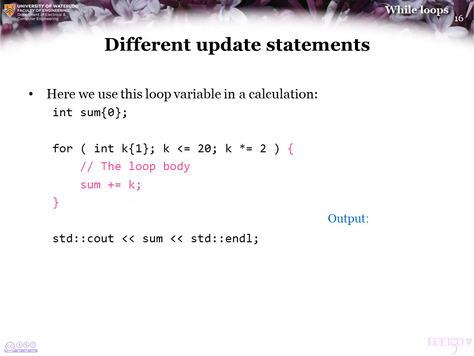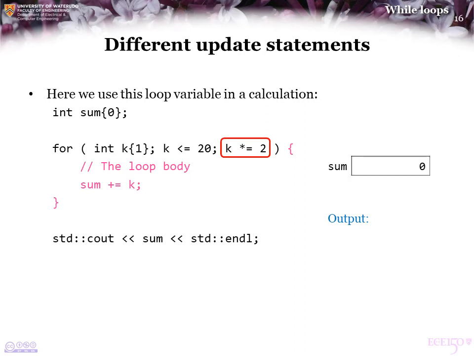Now here we have a different example. It's similar to the previous example where we calculated a sum. However, now the update statement is not an increment, but an automatic multiplication. So each time the loop body is executed, k will be multiplied by the integer 2. Let's take a look and see how this will work out.